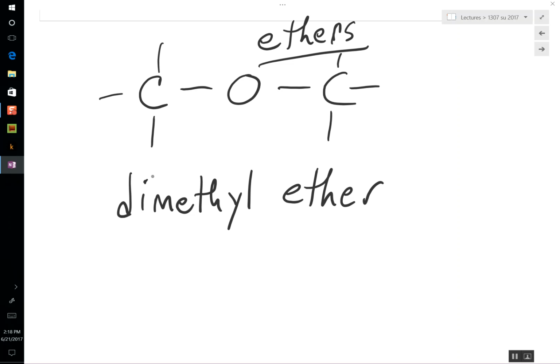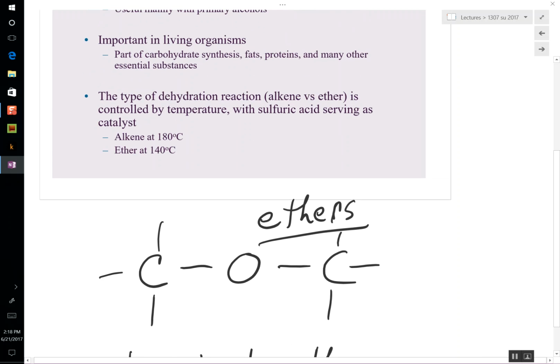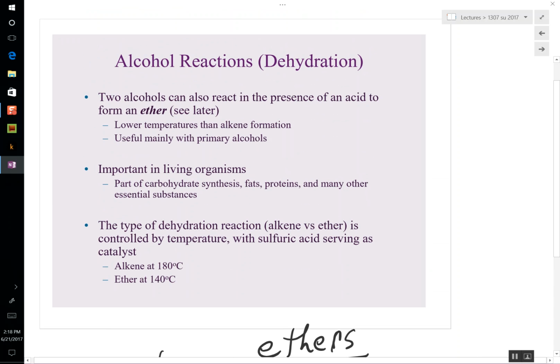And if you can get away with a simple name, get away with it. Like it could be methyl ethyl ether, diethyl ether, methyl isopropyl ether. If you can take a simple substituent and see it on either side of the oxygen, then you can give it a simple name. We'll get into IUPAC names here in a minute. Two alcohols can also react in the presence of an acid to form an ether.